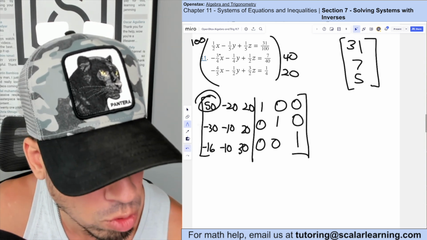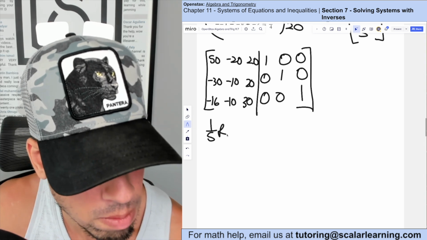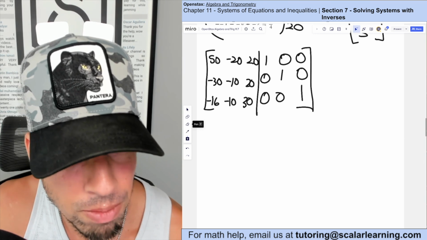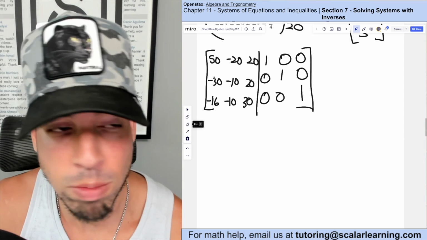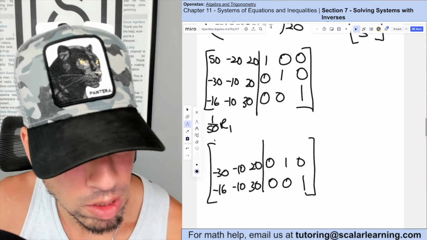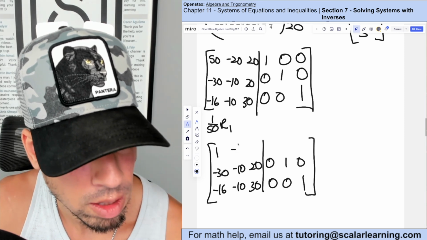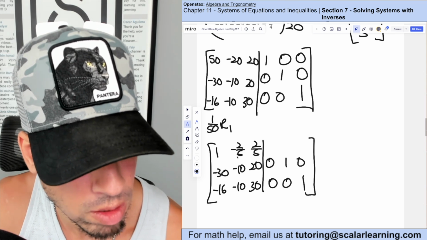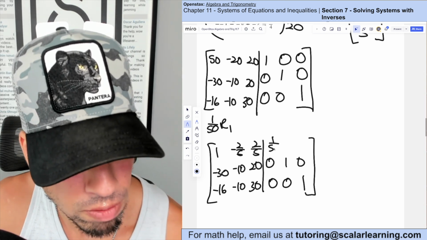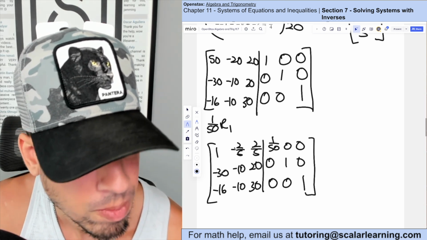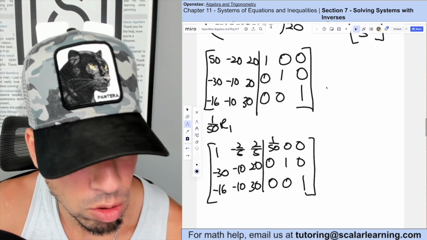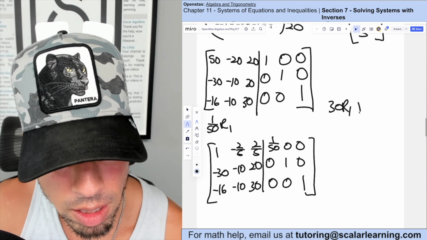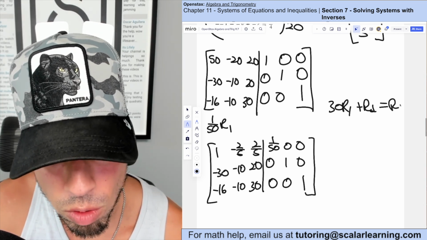First, we're going to flip that top 50 to a 1. So we're going to multiply by 1/50th. So 1/50th times row 1 gives us 1, negative 2/5, right, times negative 20, positive 2/5. And then here we got 1 over 50, 0, 0. Great. Next, let's flip that to a 0. So we're going to multiply row 1 by positive 30 and add it to row 2 to get a new row 2. Let's write it out.